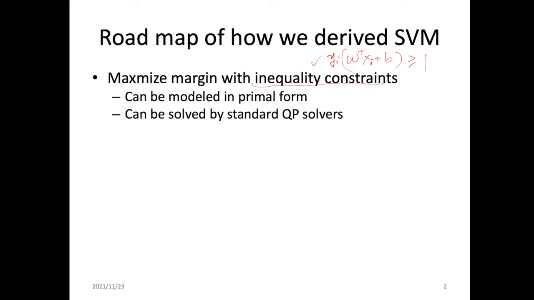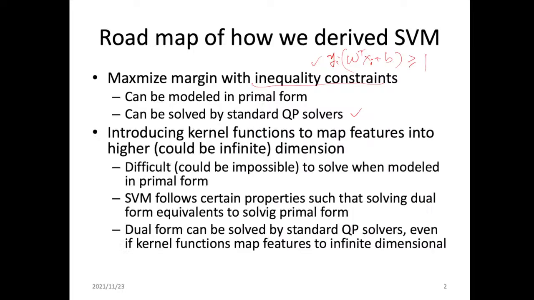So initially we said that we want to maximize the margin with these inequality constraints. This can be solved by a standard QP solver. We also showed that you can in fact solve this using gradient descent, by massaging these formulas a little bit. And then we introduced kernel functions to map the features into a high dimensional space, which could even be an infinite dimensional space when we use the RBF kernel.